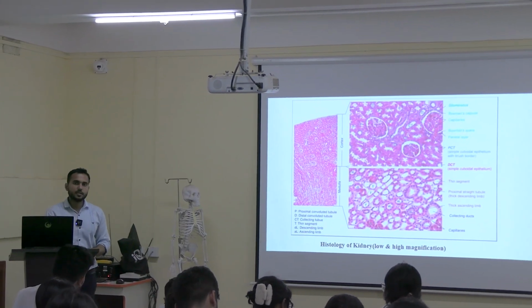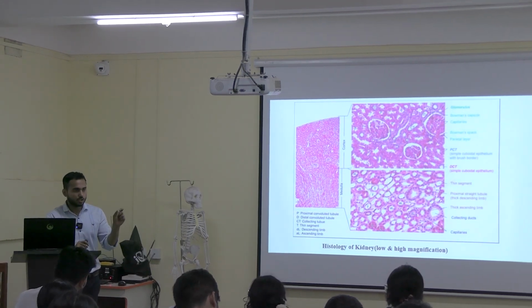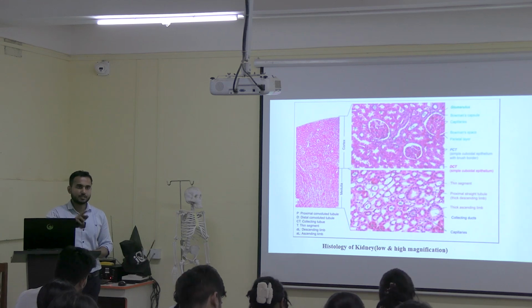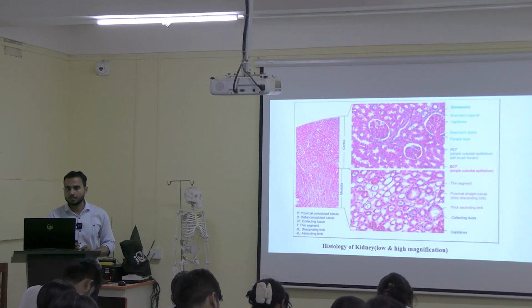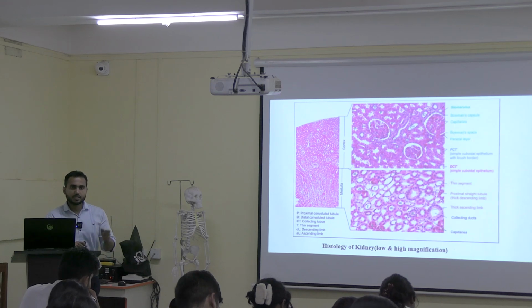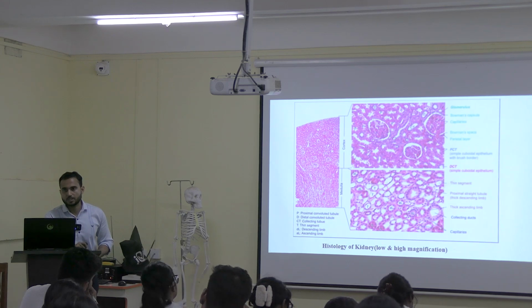First, second point, lining epithelium. In case of loop of Henle, there are two segments, thin segment and thick segment. In case of thin segment, the lining epithelium is simple squamous epithelium. What is there in the thick segment? Simple cuboidal epithelium. Okay, next, in case of this tube, what is the lining epithelium? It is collecting duct. What is the lining epithelium? It is simple cuboidal epithelium.